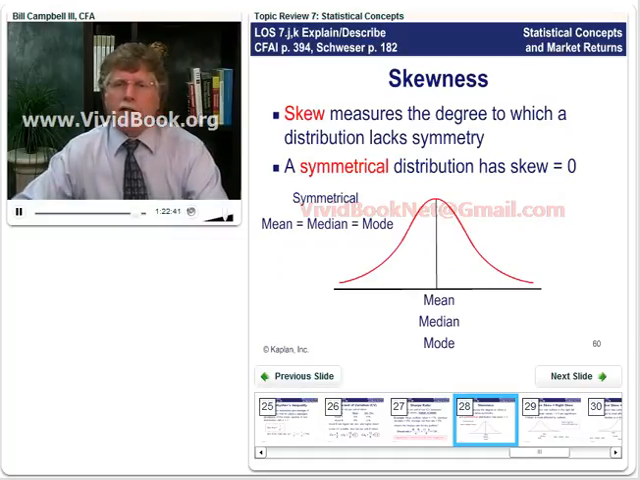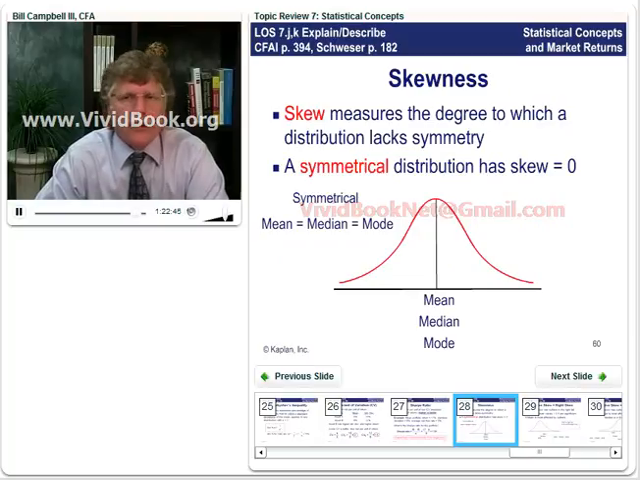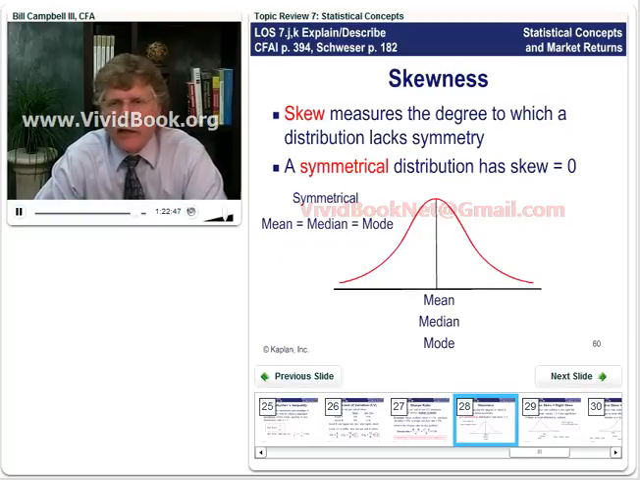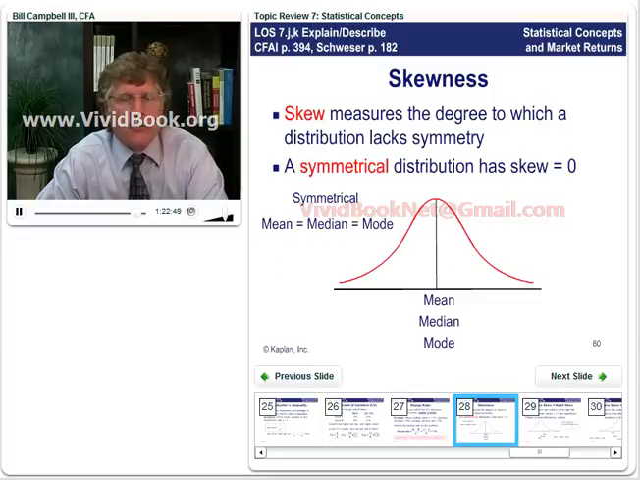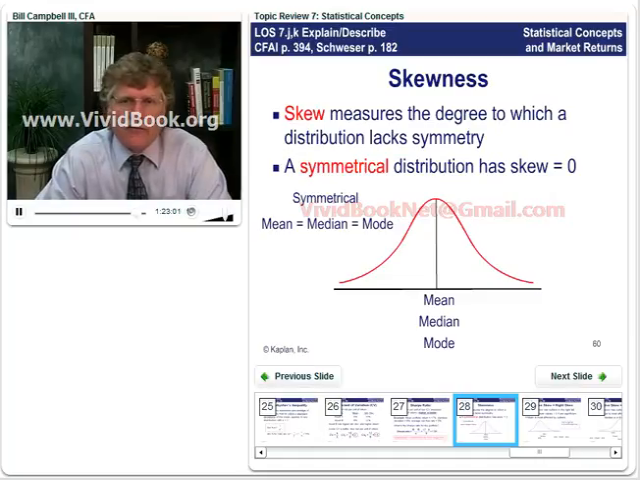Okay, the next idea, skewness. Instead of having a symmetric distribution, the same on the right side of the mean as on the left side of the mean, maybe we have a distribution that has a lot more observations on one side than the other. That would be measured by skewness. It measures how much lack of symmetry. Do we have a lot more on the right than on the left? Do we have a lot more on the left than on the right?